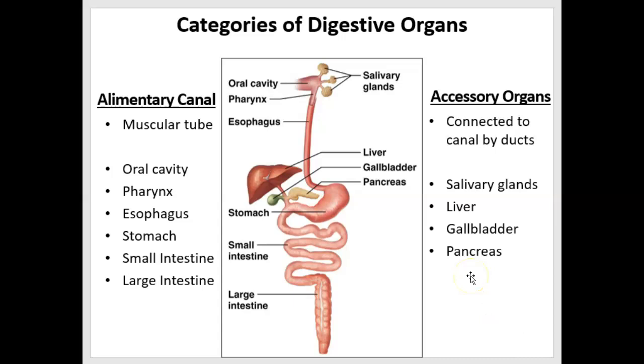The other category of organs are the accessory organs, which are connected to the alimentary canal by ducts. These include the salivary glands, the liver, the gallbladder, and the pancreas. The teeth and the tongue would also be considered accessory organs since they aren't part of the muscular tube. Most of these provide secretions that aid in digestion, so they release many enzymes. And we'll talk about what digestion is next.